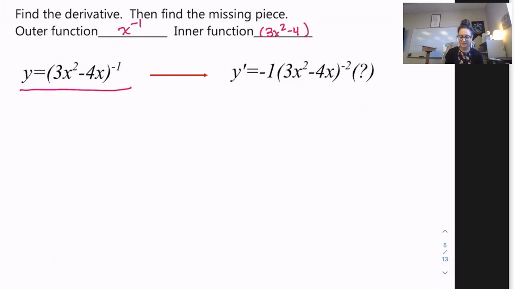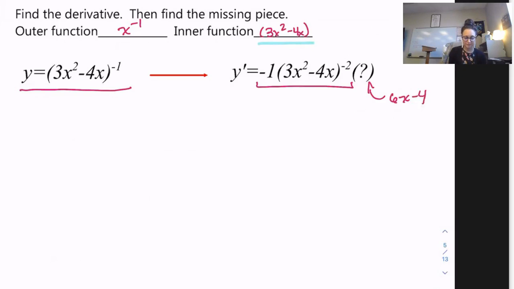So if I take the derivative of the outer piece and hold the inner, then I would get that part that I just put in brackets. Now, according to our prediction from last time, this question mark should be the derivative of the inner function. I dropped an x here, which the derivative of this is 6x minus 4. All right, so that's our prediction. Let's see if we can get there.